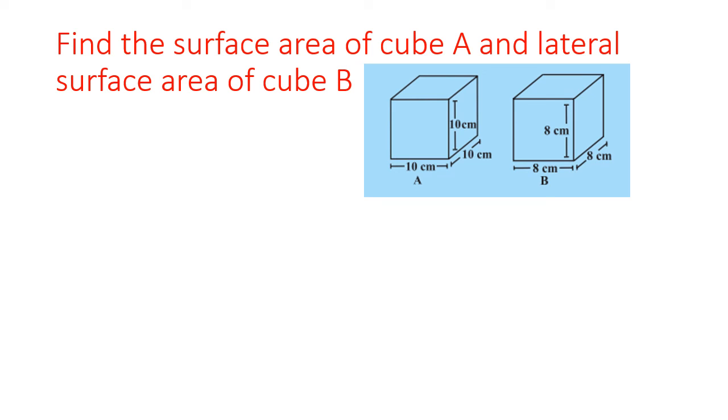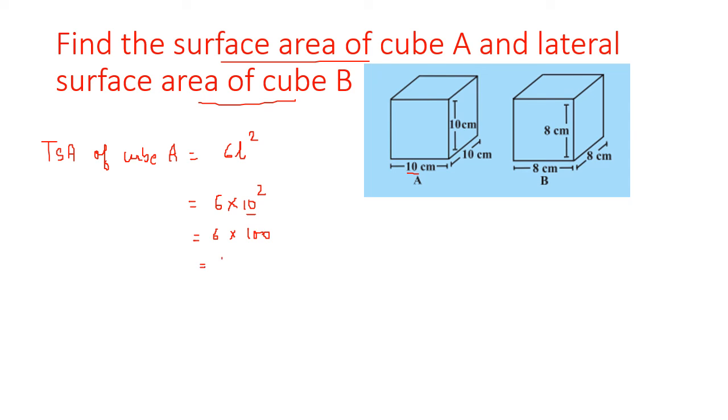Now the sum. Find the surface area of cube A and cube B. If you want, you can pause the video here, try out both the sums on your own and then check your answers with mine. Okay, so have you finished the sum? So, TSA of cube A, what is the formula? 6L square. What is L? L is given as 10. So 6 into 10 square. 10 square means 10 into 10. 10 tens are 100. So the answer is 600 centimeter square.